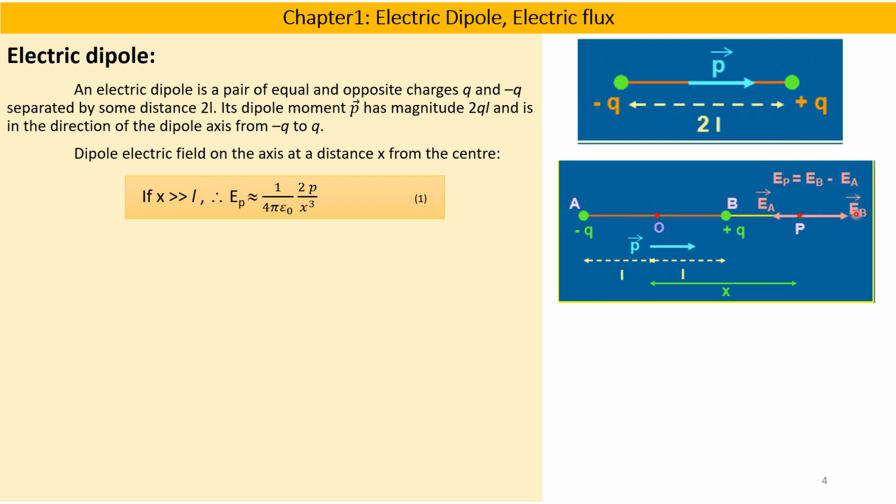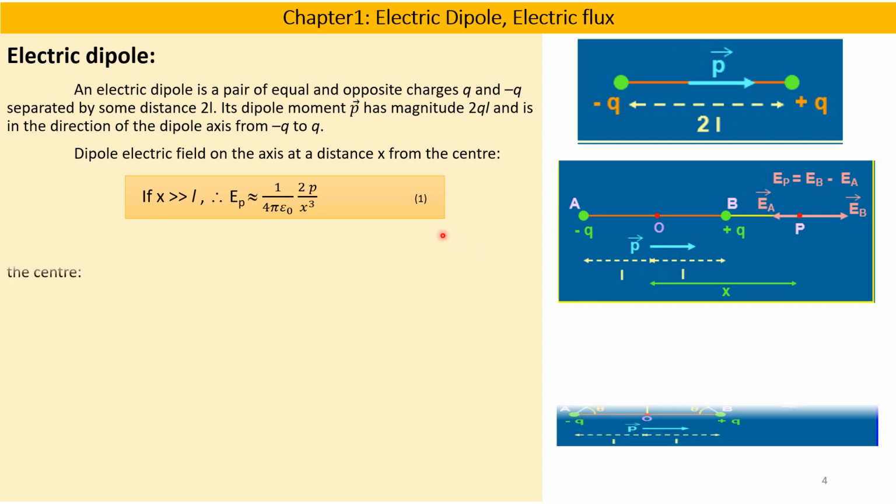B, this is the dipole axis. The distances are shown here, and it is assumed that x is far greater than L. L is the length of the dipole, half length of the dipole. Let it be equation 1.